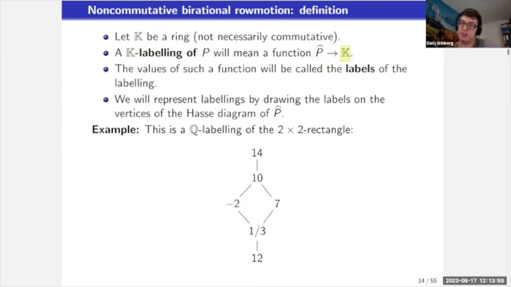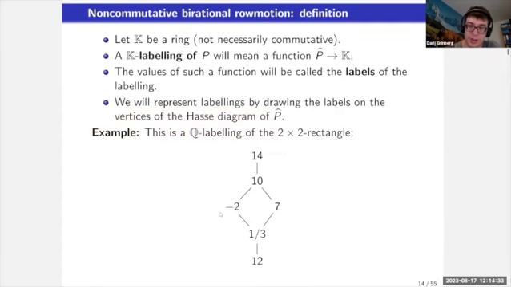So what you think about it as follows. Basically, for every element of the poset, and also for these new extra elements 0 and 1, which give you P hat, you define an element of your ring. You call it the label of this element. And you draw it accordingly. So you draw the Hasse diagram, and then instead of putting down the name of the element, you just put down the label. So this is a Q-labeling of a rectangle because it's a labeling by rational numbers.